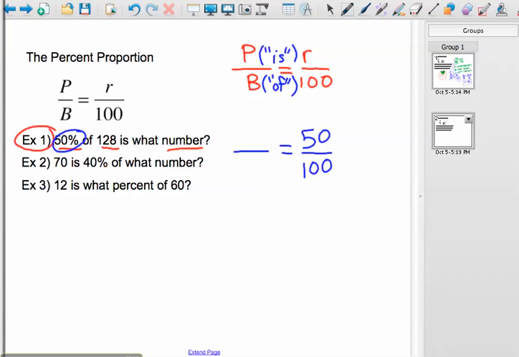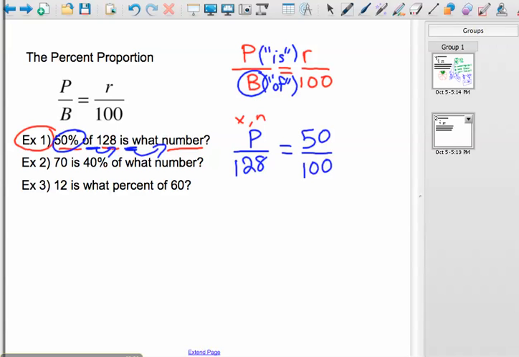Now look at our problem. In example 1, 50% of 128 is what number? Well, take a look. Next to of, we see 128. So that must be the base. And you can see, next to the word is, it says what number? That means we don't know it. So we can either leave it as the letter P, or if you wanted to, you can change it to a variable like X or N, whatever you want. But let's use P. And then to solve, we just cross multiply.